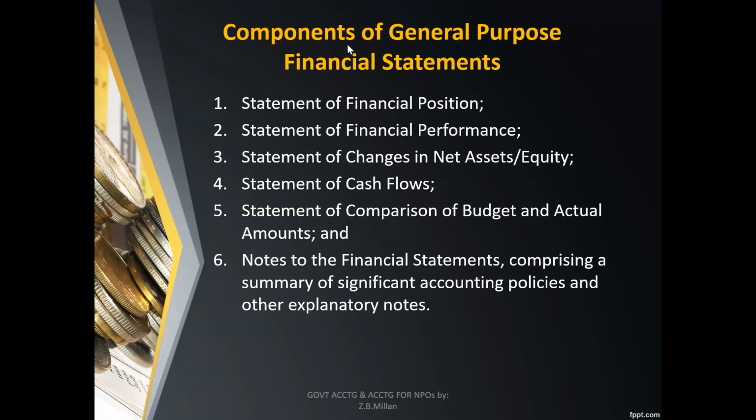So this is a comparative financial statement. Normally, it's the previous year financial statement. And then 6, you have the notes to the financial statement, comprising a summary of significant accounting policies and other explanatory notes.